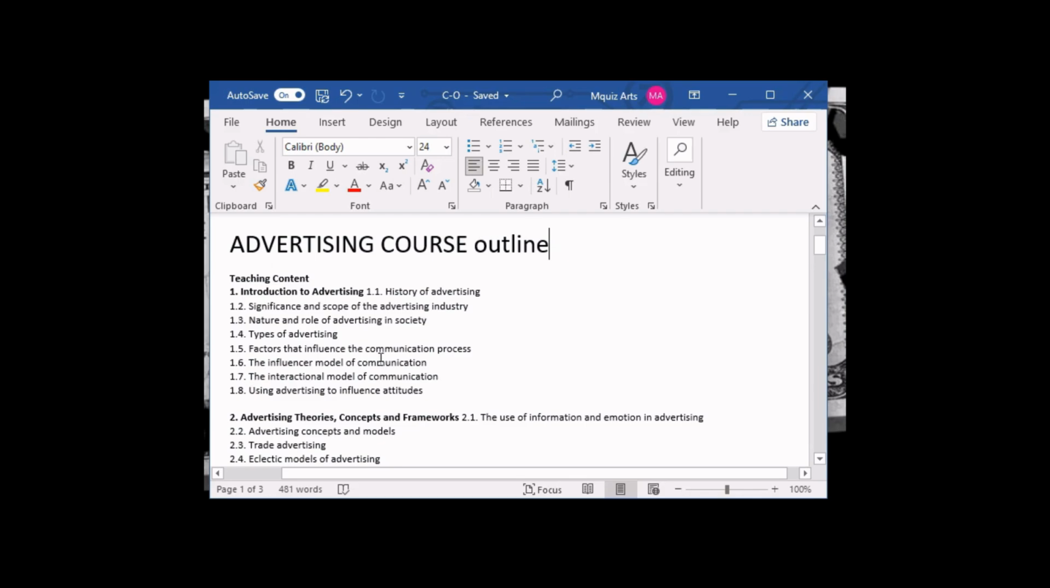And we have the interactional model of communication, and also using advertising to influence attitudes. That will be 1.8, so it will run from 1.1 to 1.8. Those will be the subtopics in introduction to advertising, which will be the first topic.